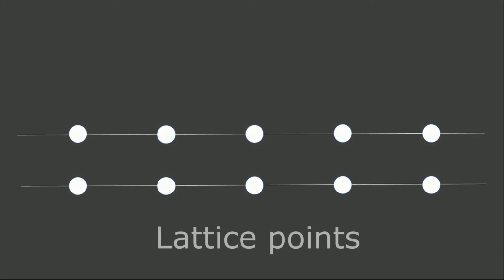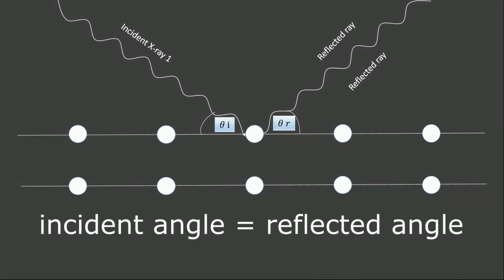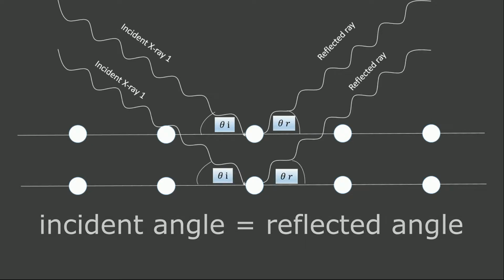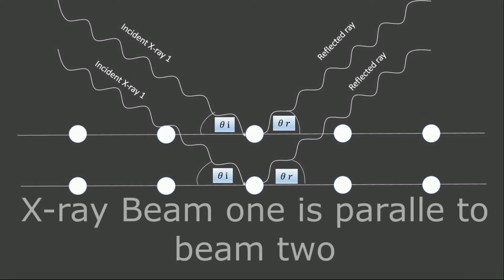Let's consider these as the lattice points in space. When a beam of X-ray shines over these points, the X-ray is scattered from these points and produces a distinct pattern. This incident X-ray makes angle theta. The incident angle is equal to the reflected angle. Similarly, this second beam of X-ray makes an incident angle and a reflected angle. Both of these X-ray beams are parallel to each other, so all of these angles are equal.